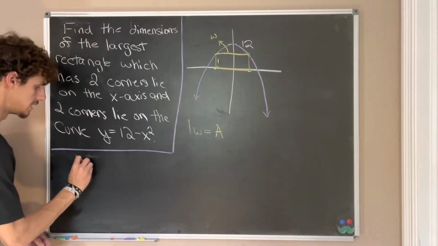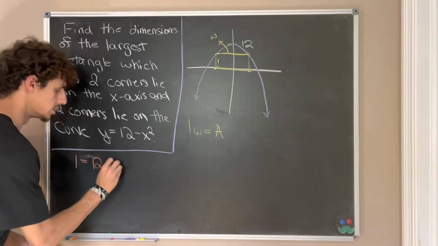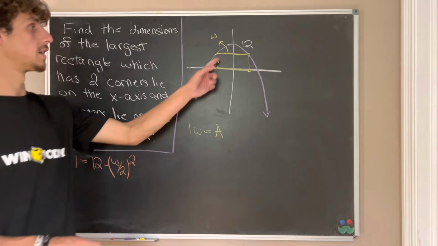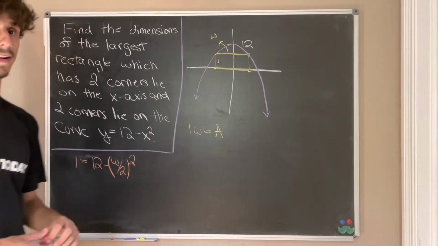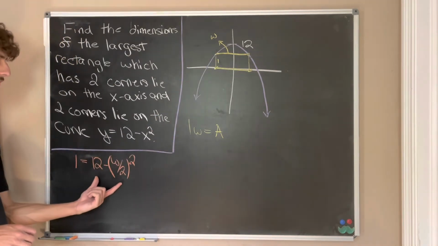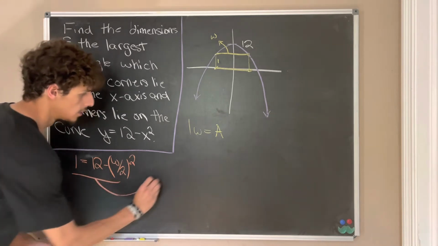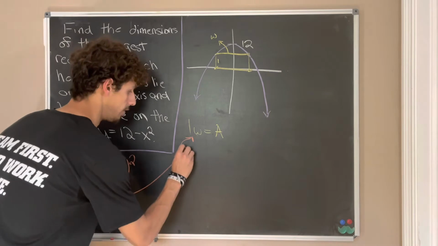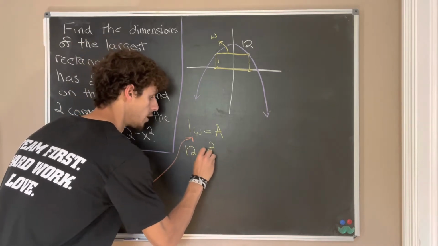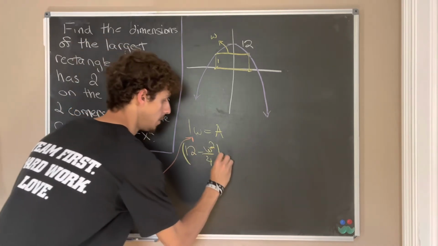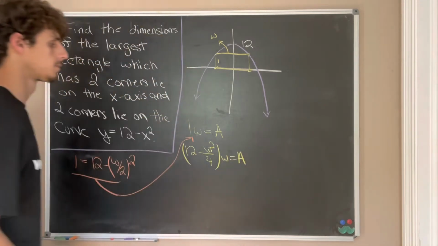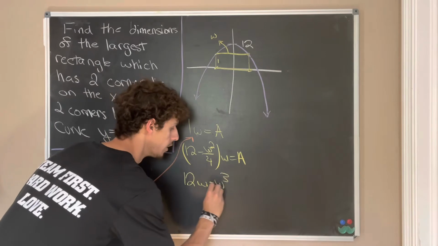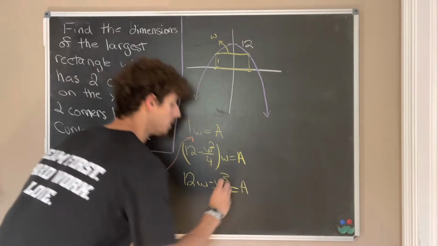We'll have L is equal to 12 minus (W over 2) squared. And like I said, this is W over 2 because this W is twice the length of what our X component would be. But now because we have this parameter, we can plug this in to our area equation over here and solve it for W. So we'll have (12 minus W squared over 4) all times W is equal to the area. But that means 12W minus W cubed over 4 is equal to the area.